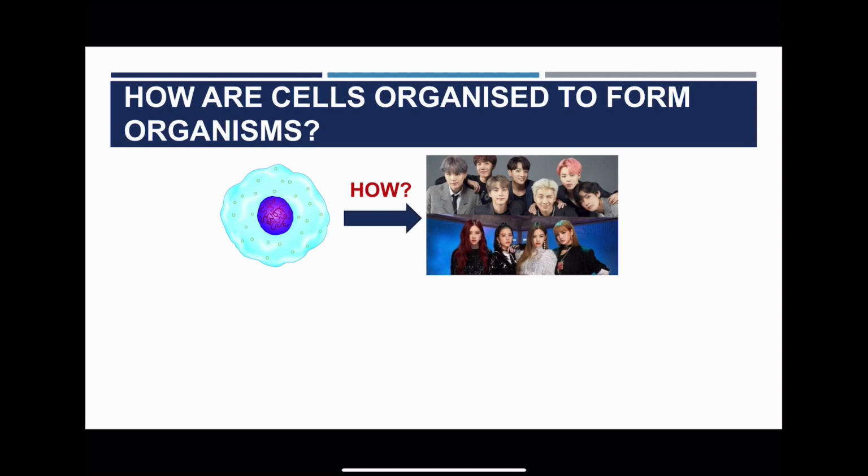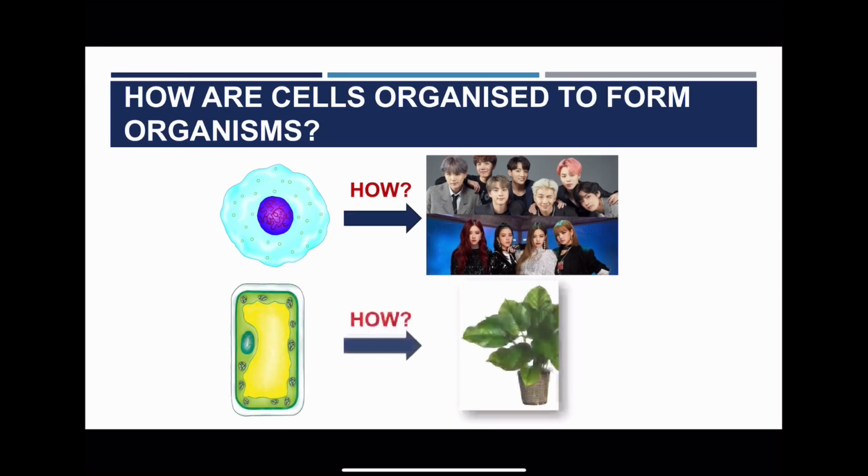So how do cells eventually give rise to all these individuals? Or how do cells in fact give rise to animals, vertebrates, invertebrates, etc.? Same thing, we're also going to explore how plant cells eventually give rise to pots of plants. Your pots of plants are definitely made up of millions or billions of cells, but how do all these cells slowly organize themselves until you have what you see now?